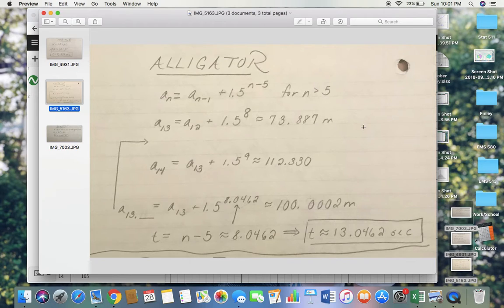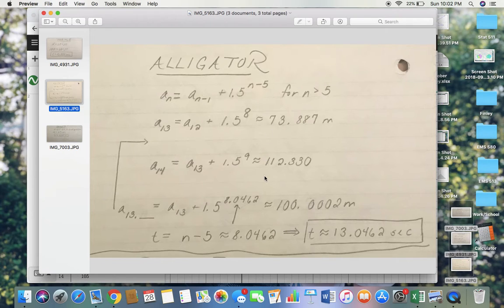And then I really struggled with an equation for the alligator, so I actually wrote a recursive equation. Here it says to get the next term, you take the previous and you add this speed, which is 1.5 to however many factors you are. So after the first second, it's only 1.5 to the first. And after the second, it's 1.5 to the second, except it doesn't start until 5 seconds. So hence this part. So as you're looking, you'll see that at 13 seconds, he was at 73.887, and at 14, he was at 112.330.